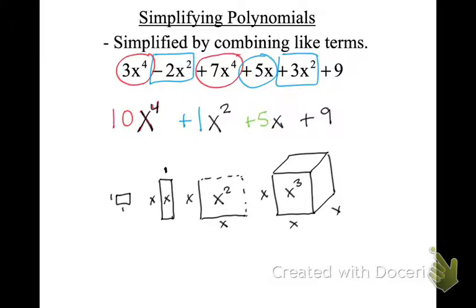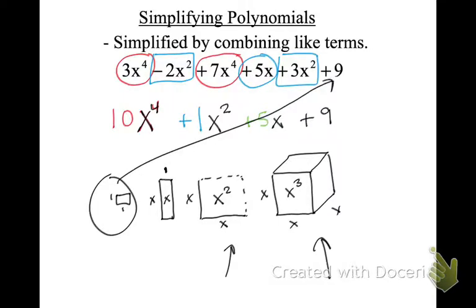So as we're simplifying, what we're really doing is we're just taking all the square piles, which are called x squared, and putting them in a pile. We're putting all the x cubes in a pile. I don't know what the x to the fourth would look like. We're putting all the x tiles in a pile. We're putting all the 1 tiles, these are the constant tiles right here, in a pile.